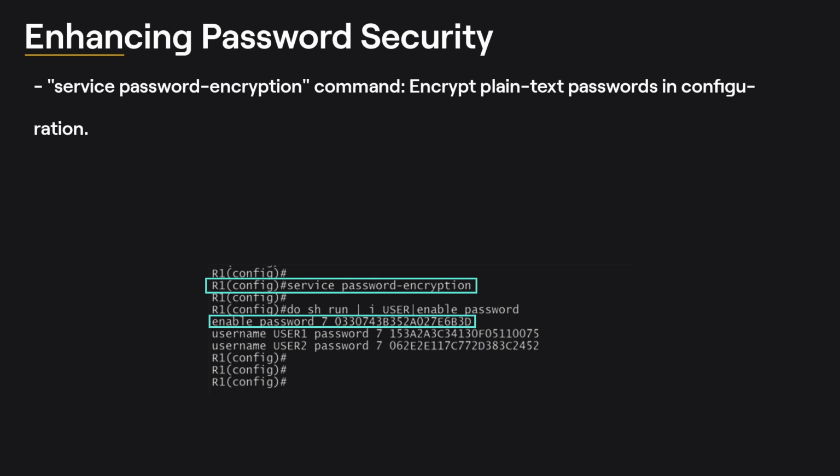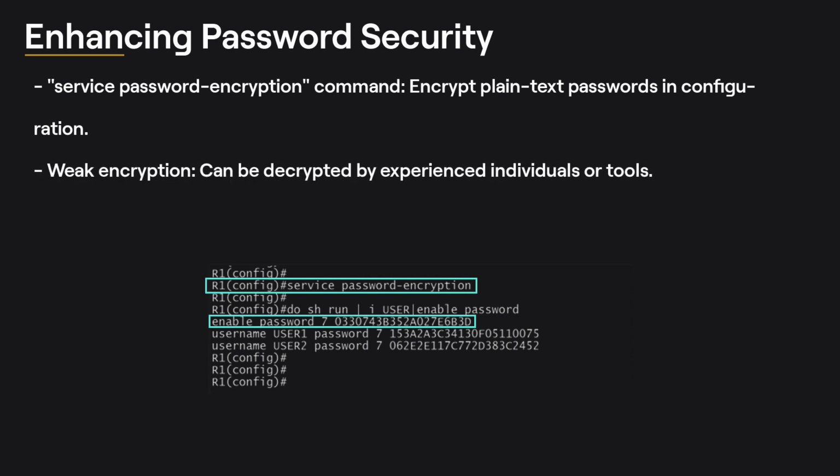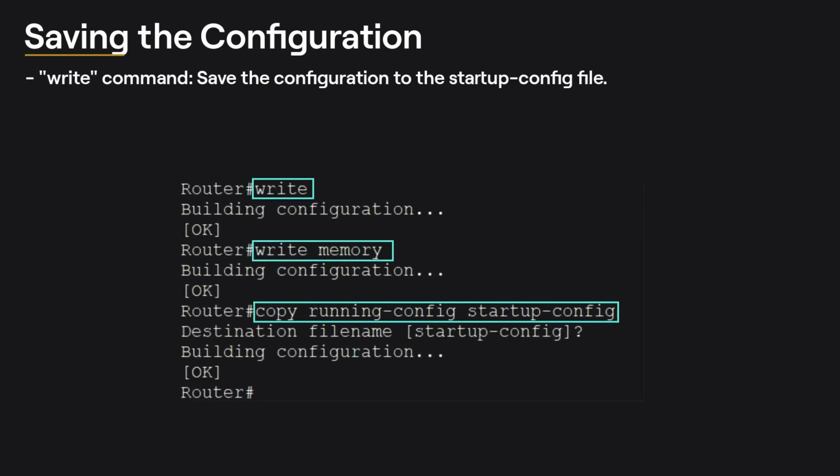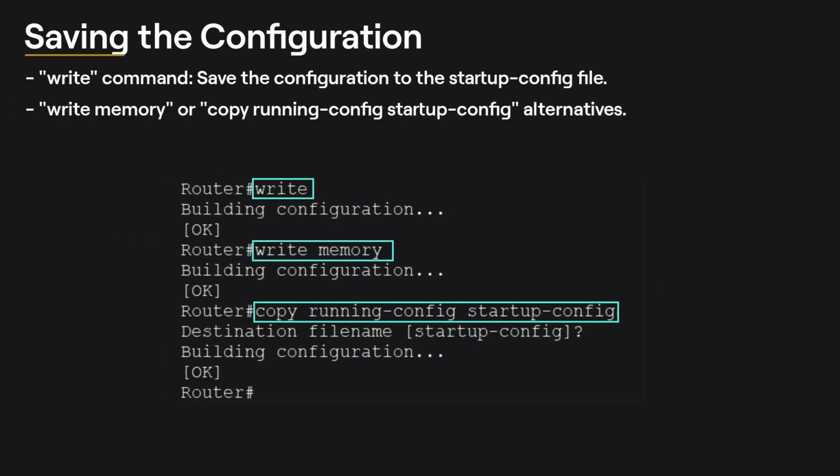It's important to note that the encryption used by the Service Password Encryption command is relatively weak and can be decrypted by experienced individuals or tools. Therefore, it's still recommended to use more secure methods such as SSH or AAA, authentication, authorization, and accounting, for stronger password protection. Now, let's save the configuration again using the write command, or its alternatives write memory, or copy running-config startup-config.